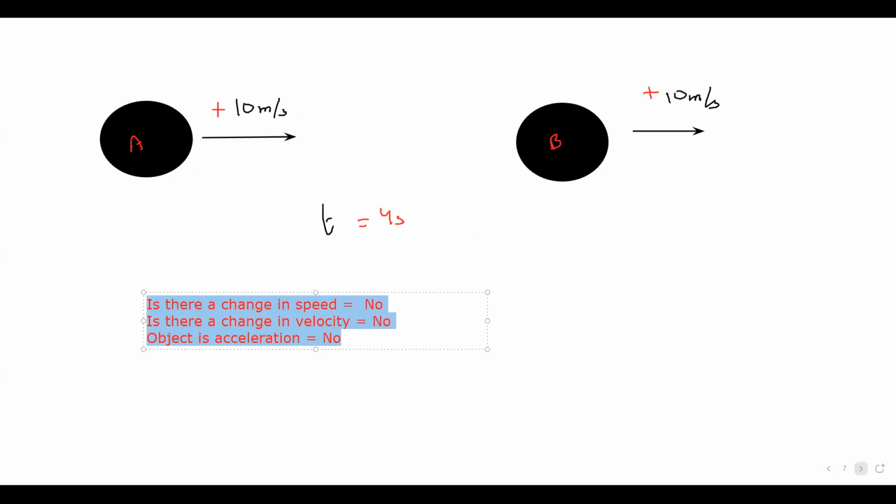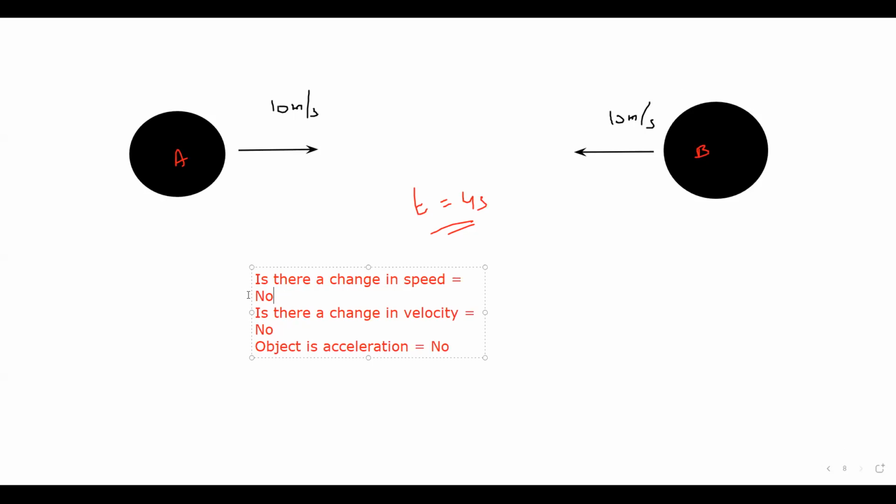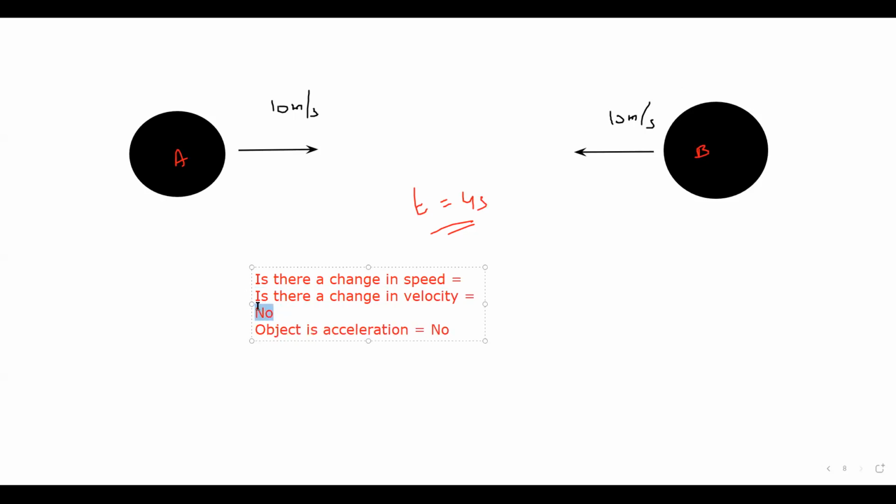The first one: is there a change in speed? Speed does not depend on the direction. Speed only depends on the number. Yes or no? Speed is only the distance traveled in a unit time. It does not depend on the direction. So if the number does not change, you can see it is 10 meters per second, then also 10 meters per second. So speed does not depend on the direction. So there is no change in speed.